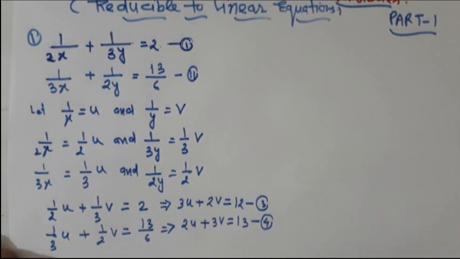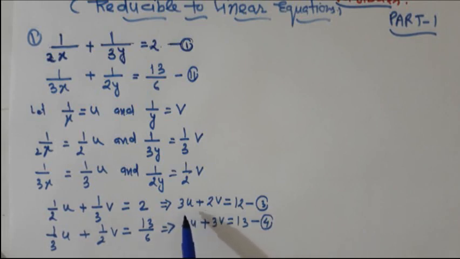Now we have two equations in the form of u and v. We have to solve these two equations to find the values of u and v, and with the help of u and v we will get the values of x and y. Now we have to remove either variable v or u. Suppose in this question we are going to remove u, so we need 6 and 6.